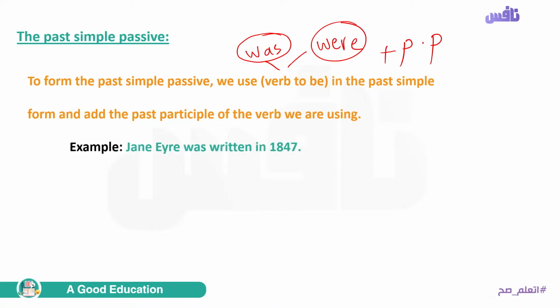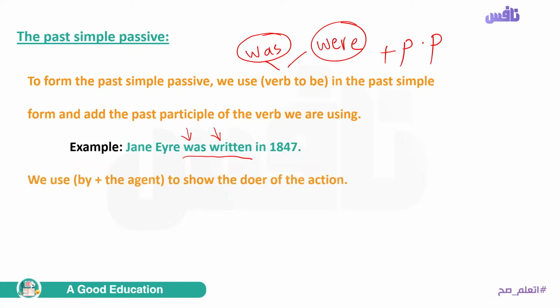Let's take this example. Jane Eyre was written in 1847. Was written, it is in the passive voice. So we have was and the past participle of the verb write. We use by plus the agent to show the doer of the action. Sometimes we put by followed by the person who did the action, the doer of the action. As in this example, Jane Eyre was written by Charlotte Bronte.